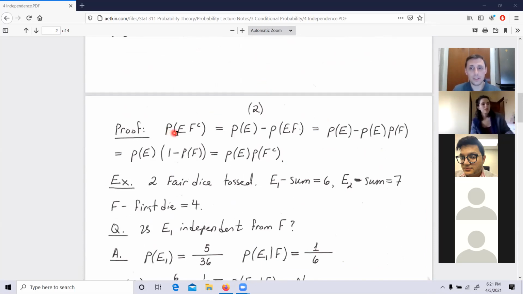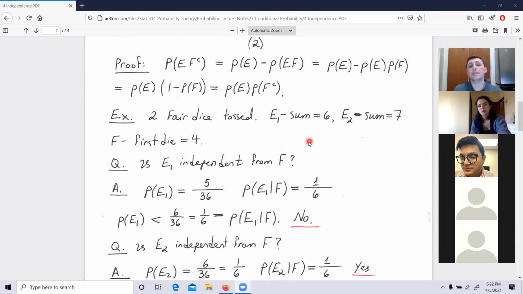Yes, Grant? So probability of E intersect F complement is probability of E minus probability of E intersect F. Do you see that? Oh, good. And this part I can write as probability E times probability F. And so I can factor out probability of E, and we have 1 minus probability of F, equal to probability of E times probability of F complement, just like we wanted. So you can see that E is independent of F complement because you have this product.